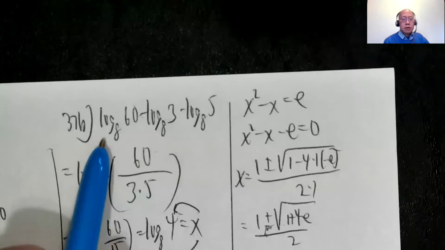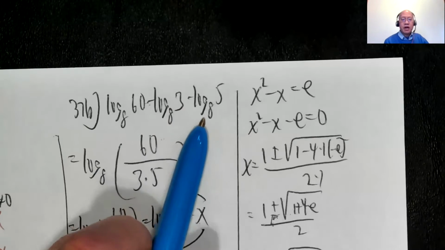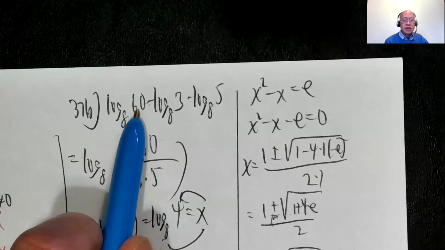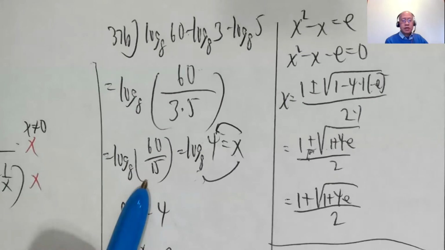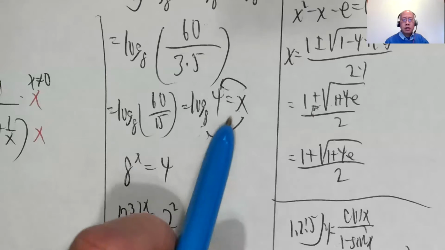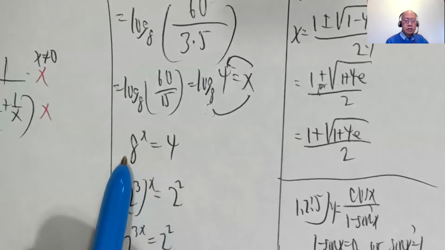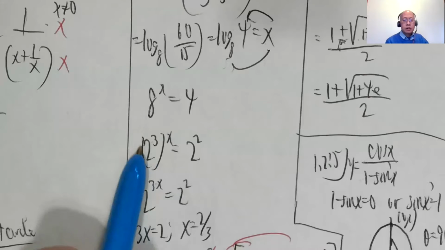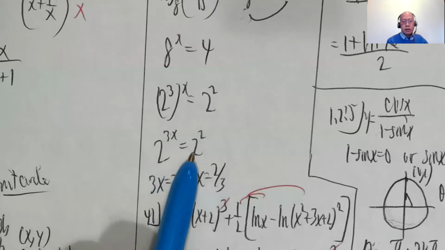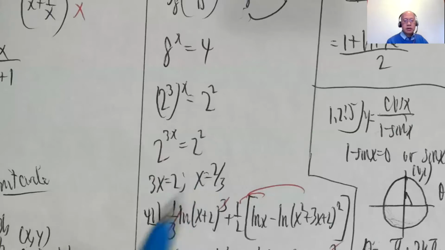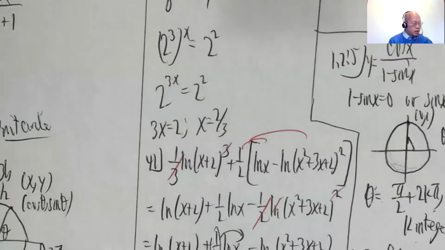37b, log base 8 of 60 minus log base 8 of 3 minus log base 8 of 5. So it's log base 8 of 60 divided by 3 times 5, 60 over 15. It's log base 8 of 4. Call it x. 8 to the x power is 4. Change this to base 2. 2 cubed to the x equals 2 squared. 2 to the 3x equals 2 squared. So 3x equals 2. X equals 2/3. Okay. And 41 we already did.